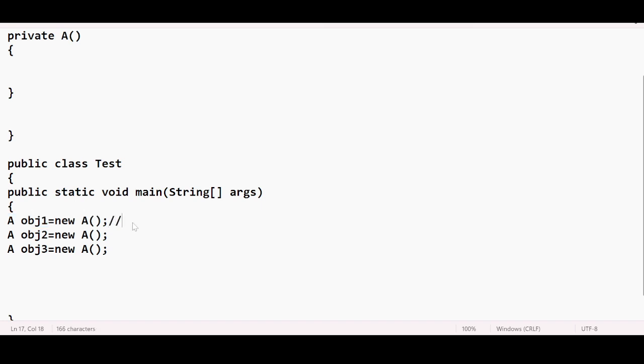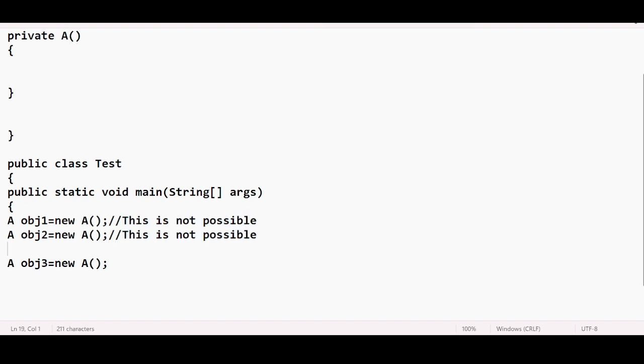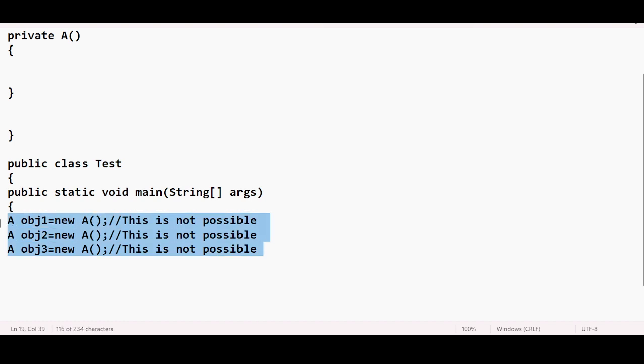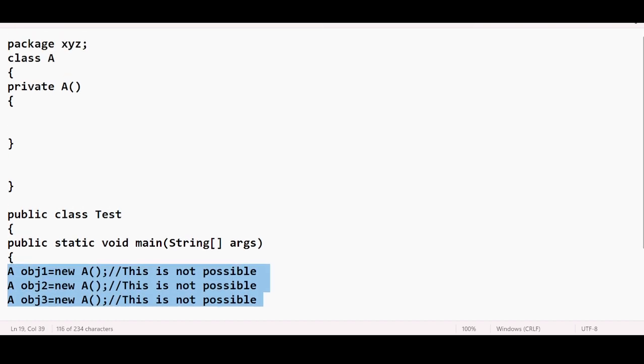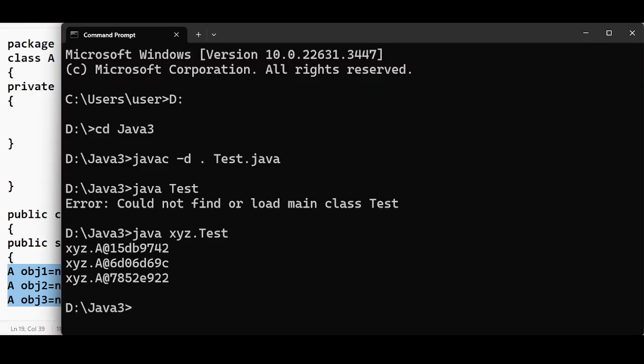These things are not possible. Yes or no? This is not possible. You cannot create an object of a class when the constructor of the class is private. Object creation is not at all possible. Why is it not possible? Let me run this.